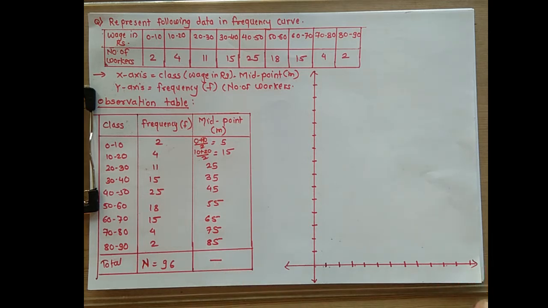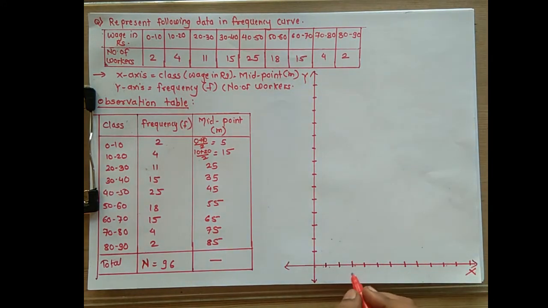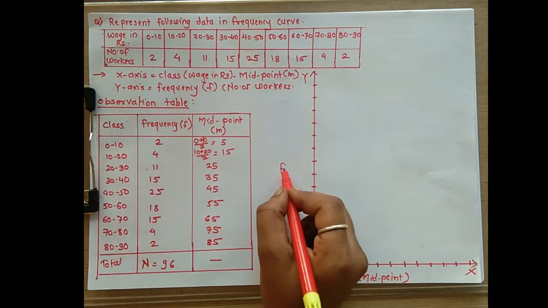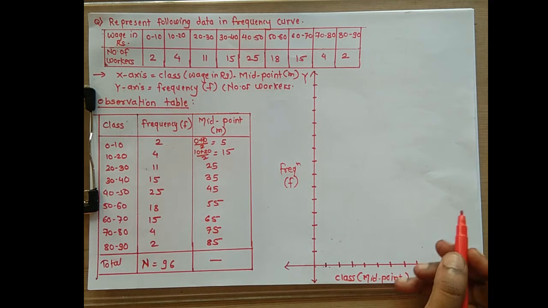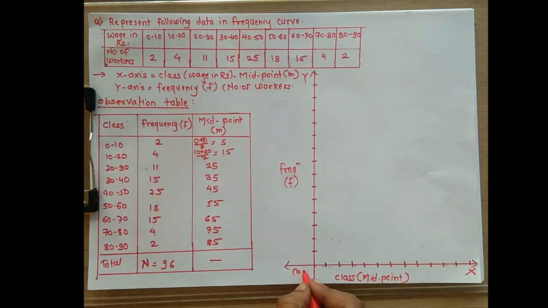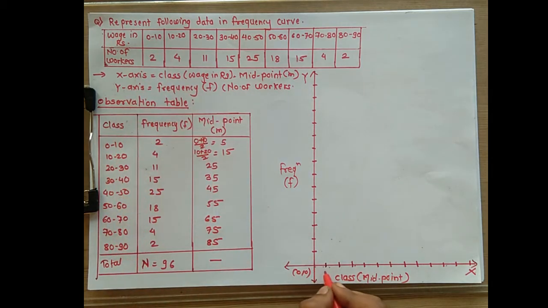Here we take x axis and y axis. On x axis we take class, the midpoint of class, and on y axis we take the frequencies given, which is the number of workers. Initial value is 0, 0. Classes starting from 0 to 10. Here we take class 0 to 10, 10 to 20, 20 to 30, 40, 50, 60, 70, 80, 90 and we also take the 100.